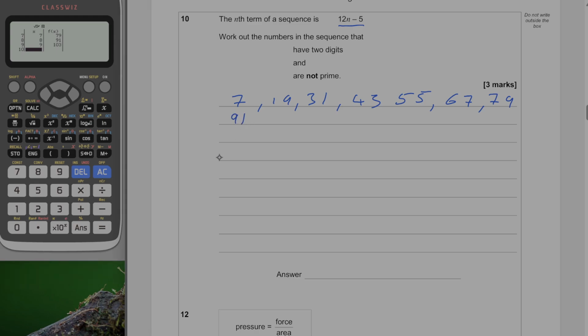91. Right, now I'm going to get rid of all my numbers that are, well, I'll get rid of that one because these numbers have got to have 2 digits. And I also want not prime. From the list, not prime, prime, not prime, prime, prime, and not prime. So I'm looking at 55 and 91.